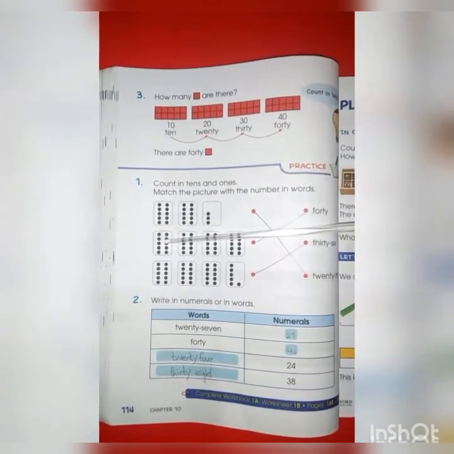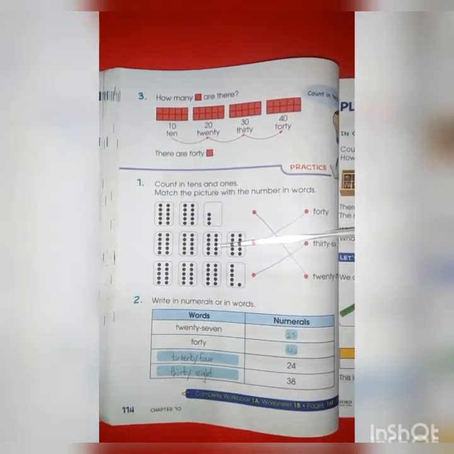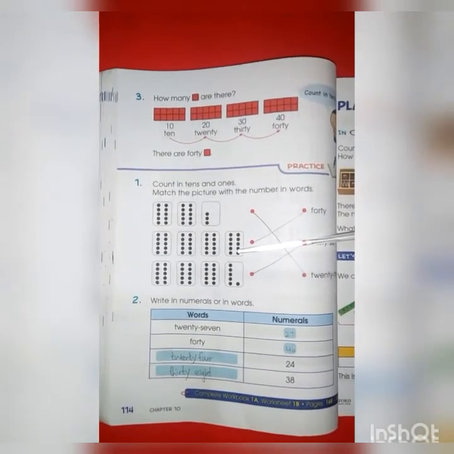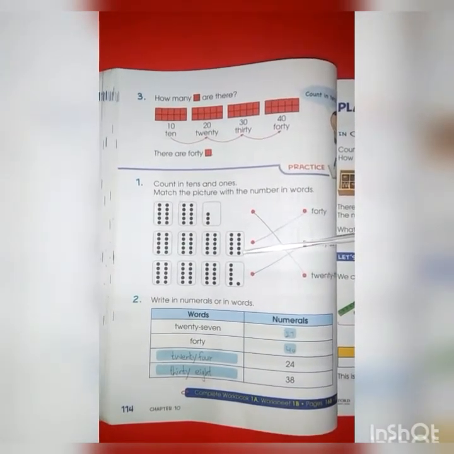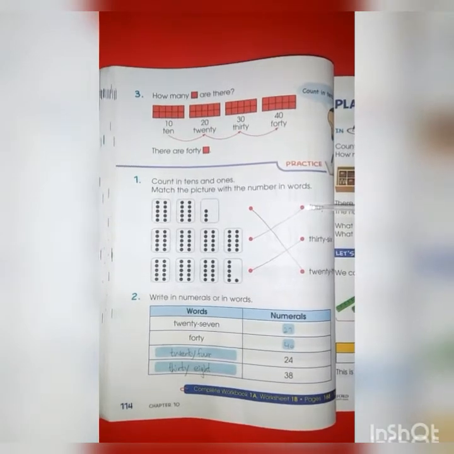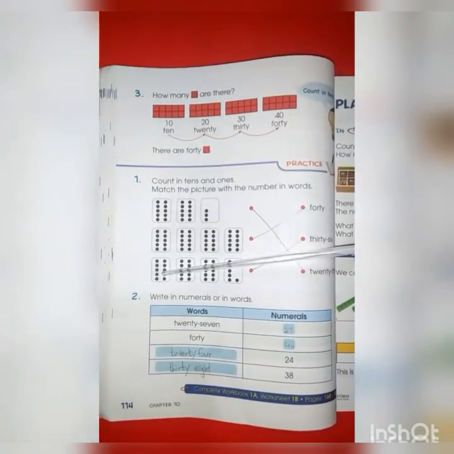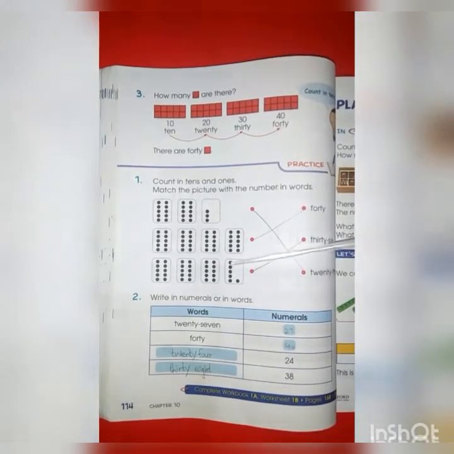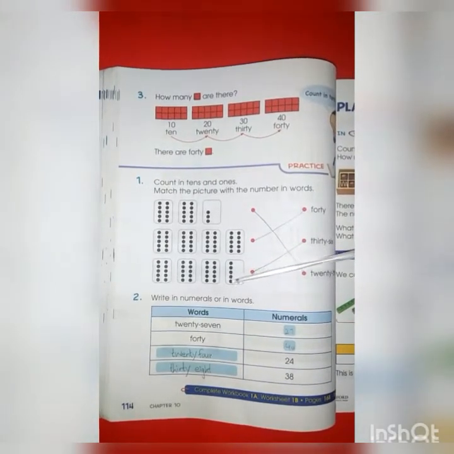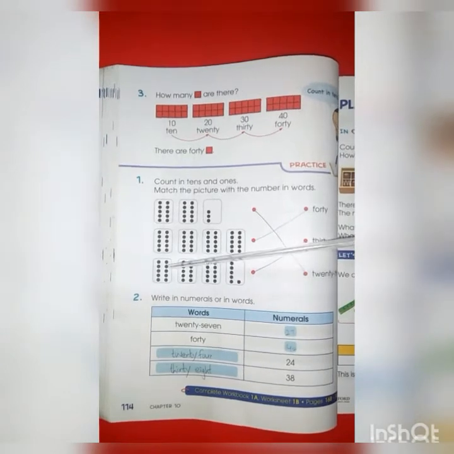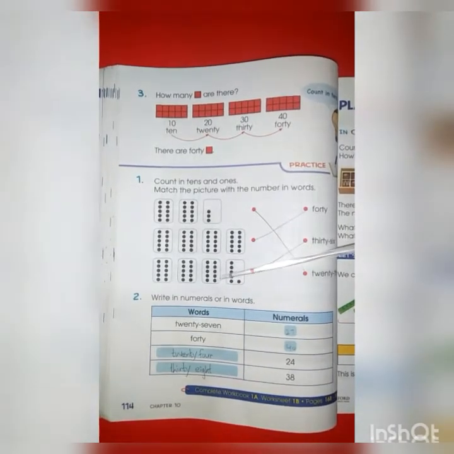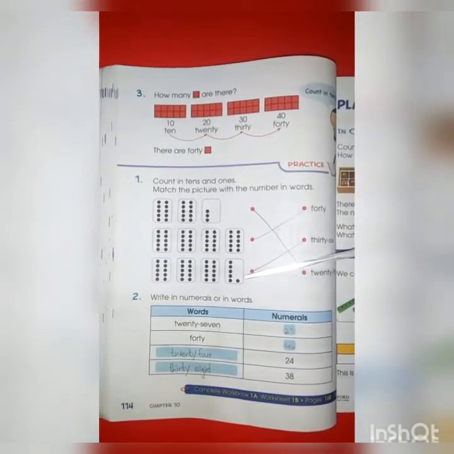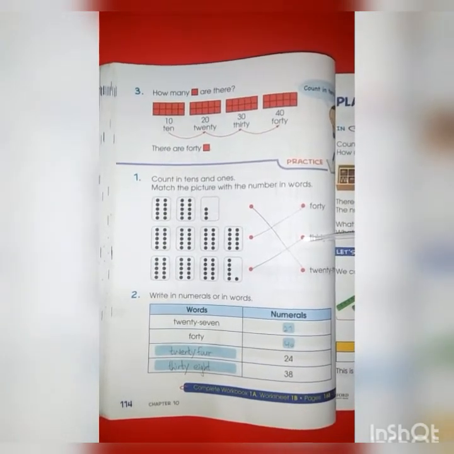Number 2. 10 plus 10 plus 10 plus 10. 40. We will match it with 40. Number 3. 10 plus 10 plus 10 plus 1, 2, 3, 4, 5, 6. 10 plus 10 plus 10, 30 plus 6, 36. We will match it with 36.